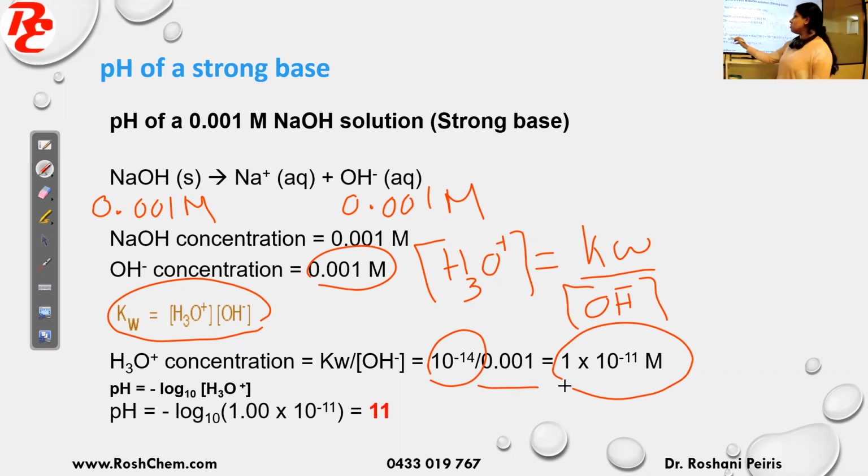So now I can say pH equals negative log of H3O+. This is the pH equation. Now that I know H3O+, I get pH as 11. So this is how we find the pH of a base.